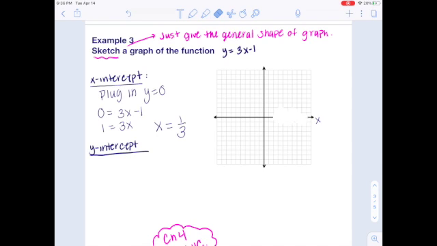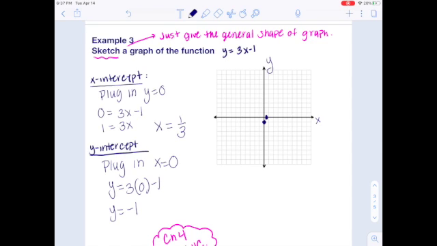So for a sketch, you're just going to give me the general shape. So here's your x-intercept at roughly 1/3, greater than 0, less than 1. And then your y-intercept, if you think about it, any graph along the y-axis is going to have an x value of 0. So you're going to plug in x is equal to 0 into your equation and solve. So y is equal to 3 times 0 minus 1. And that's a y value of -1.